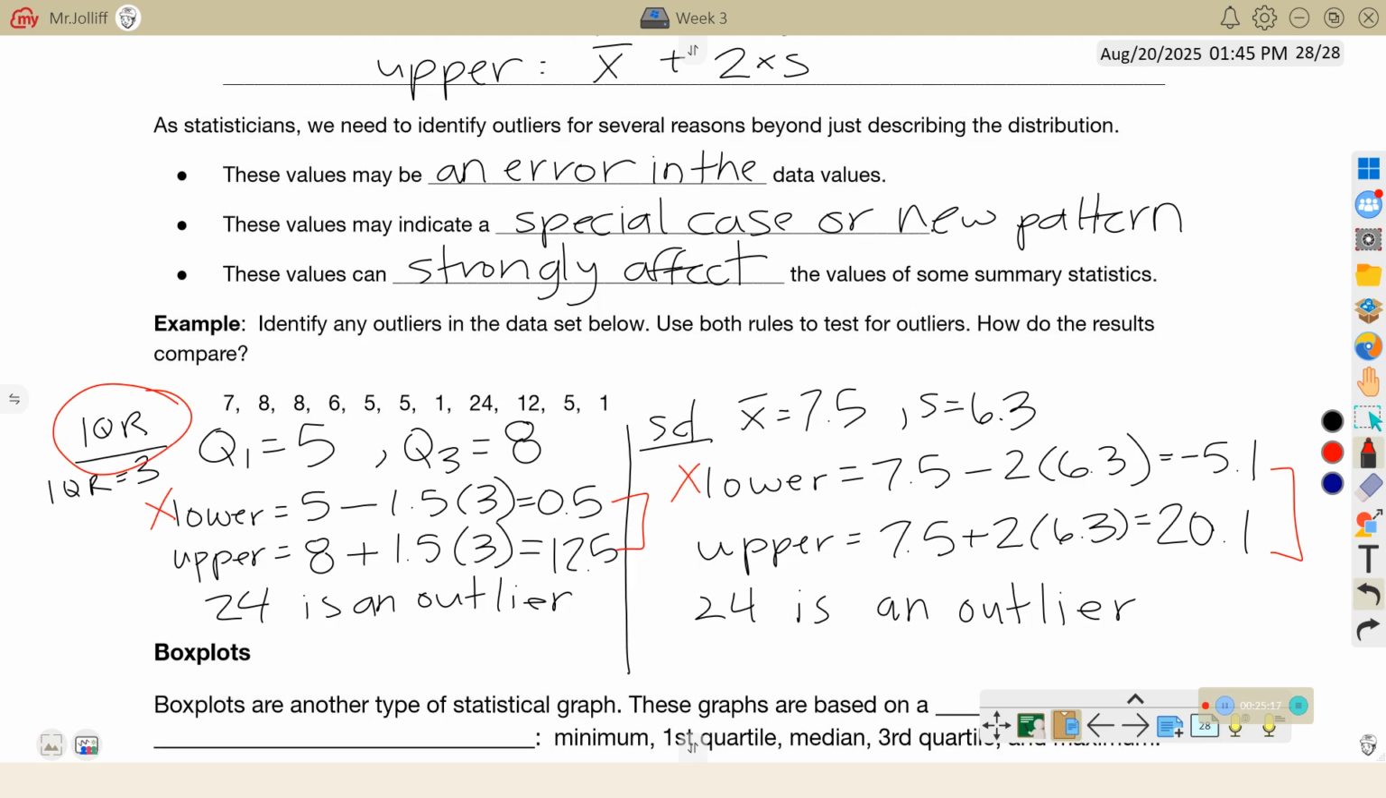The only time you need to do this is if they explicitly use the phrase identify any outliers, and when they do that, they will tell you which test to use. They will say, use the 1.5 IQR rule to identify any outliers. Use the 2 standard deviation rule to identify any outliers. So they are going to be very explicit when they want you to do this instead of just looking at your graph. If they don't tell you to do this, your graph is enough.